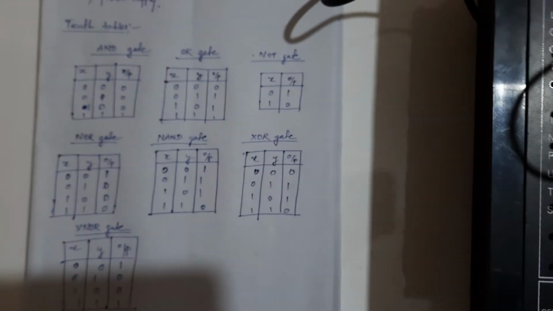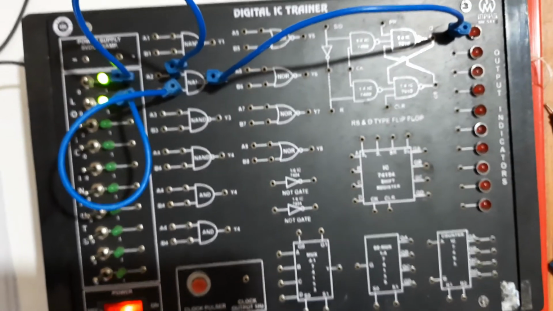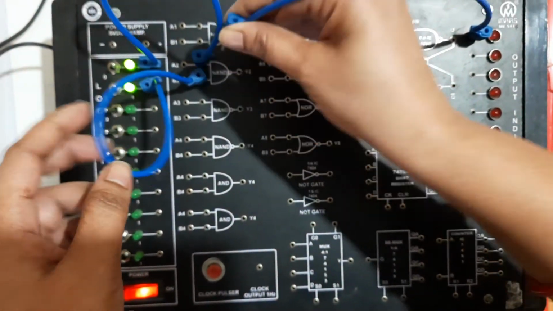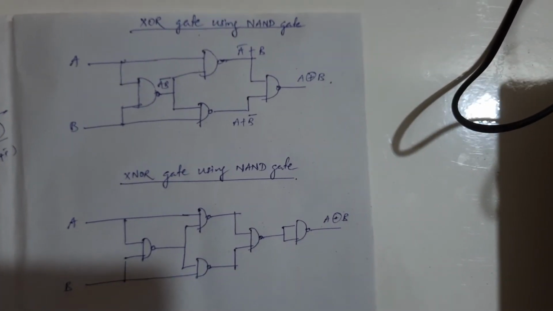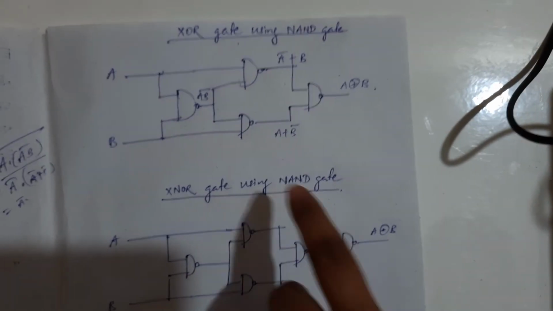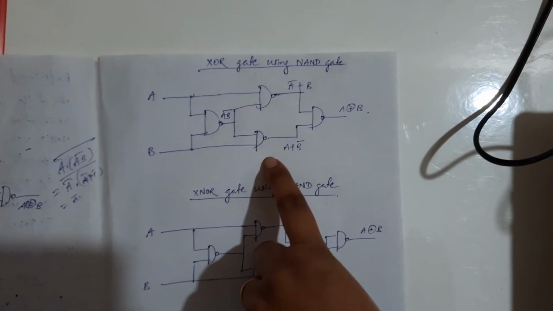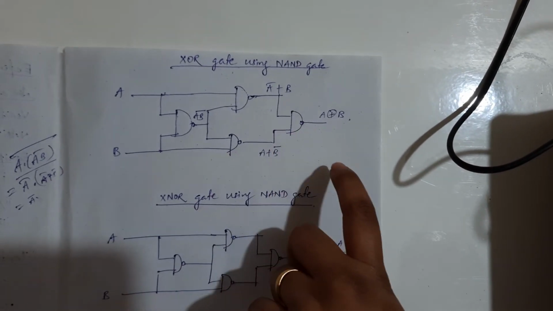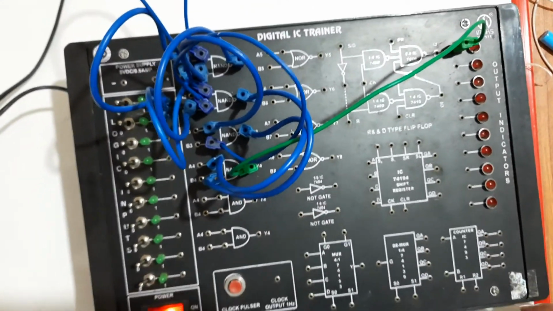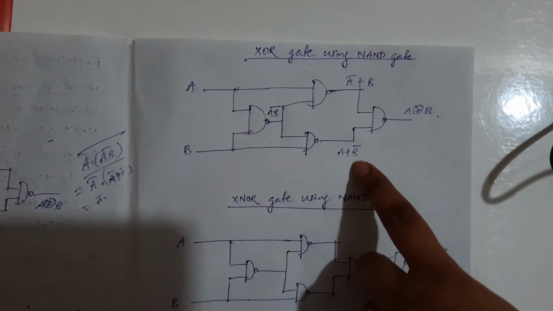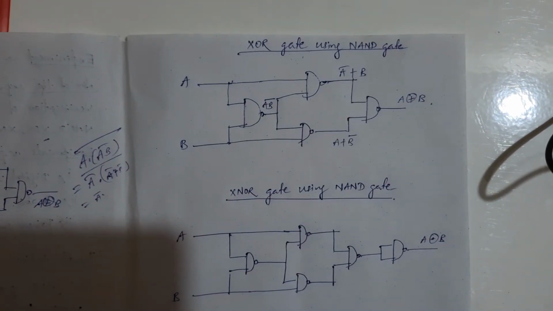Okay, so we will do connection for XOR gate. Here no XOR gate is there. That's why we will have to use NAND gates to construct XOR gate. So here is the diagram for XOR gate using NAND gate. We are using 4 NAND gates to get XOR gate. Okay. Here I have designed XOR gate using 4 NAND gates. Likewise, the circuit is here. The digital IC trainer kit gives the same output.